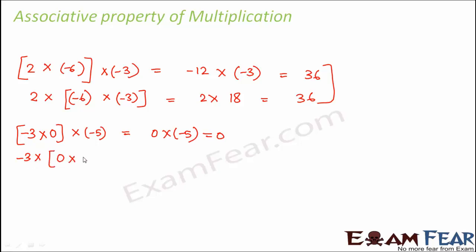So minus 3 multiplied by 0 into minus 5. So this is equal to minus 3 into 0, which is again 0. So the result in this case is also the same. Again, let's try with this one.